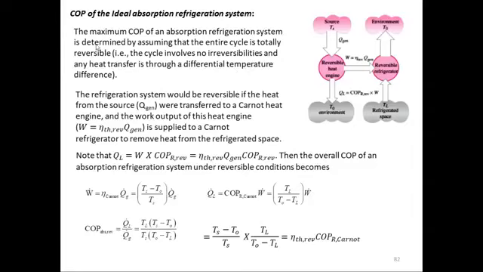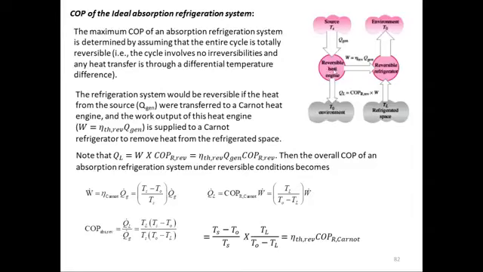Here we consider that the maximum COP of an absorption refrigeration system is determined by assuming that the entire cycle is totally reversible. That is, the cycle involves no irreversibilities and any heat transfer is through a differential temperature difference. So this is an ideal reversible system that we are considering. Here we have a source at a temperature of Ts, and we have a sink or the environment where the heat is being expelled at T0.